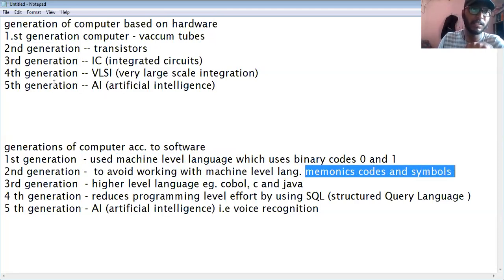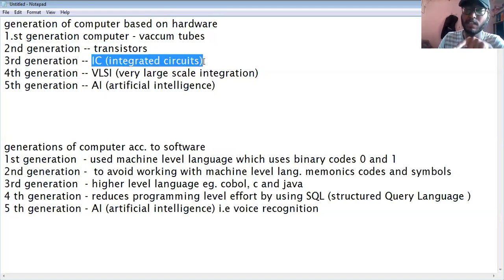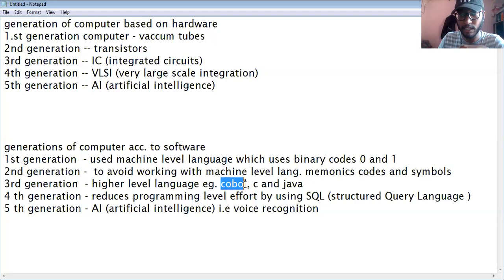Now in your third generation, according to hardware, they started using IC, the full form of IC is integrated circuit. According to software, they started using higher level language. As I told you, higher level language means your programming language, that is C, C++, COBOL and Java. Such are your higher level languages.